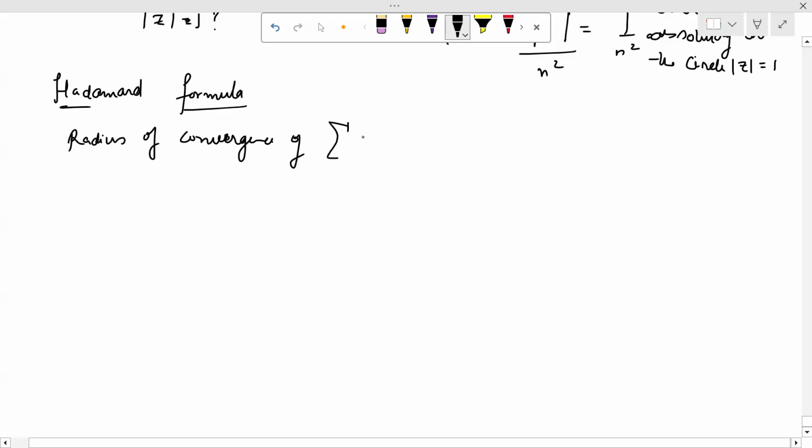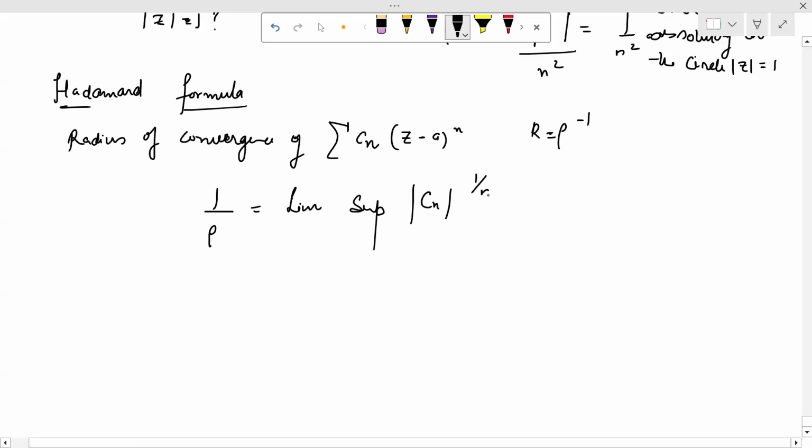So the radius of convergence of the series summation Cn z minus a whole raised to power n, in general, the most general way of writing it is one upon rho. We know that R was simply equal to rho inverse. So one upon rho is nothing but equal to limit supremum of modulus of Cn whole raised to power 1 upon n. This is called the Hadamard formula of finding the radius of convergence.